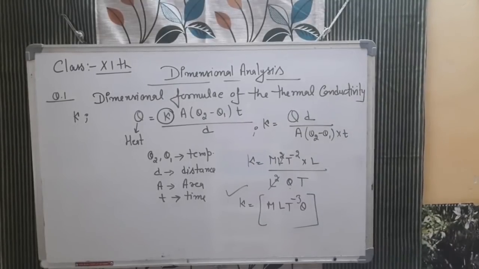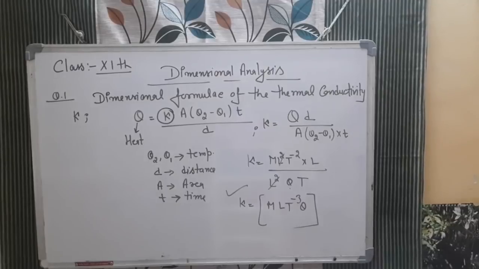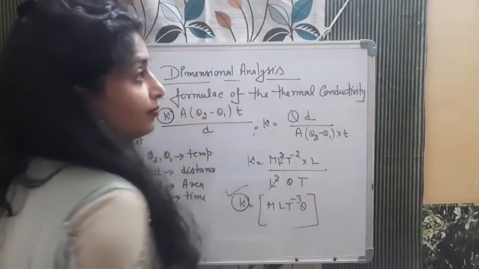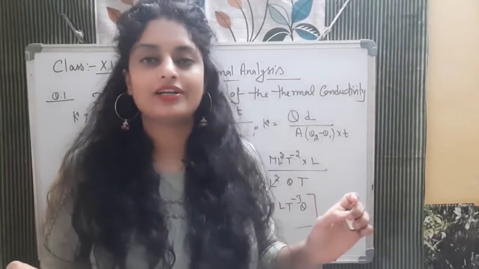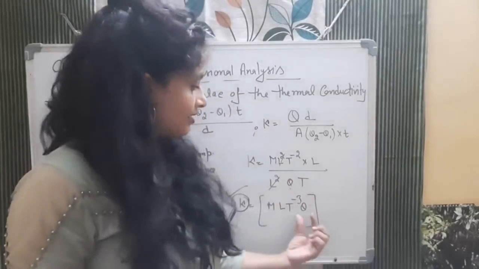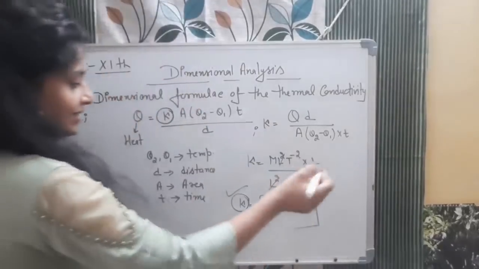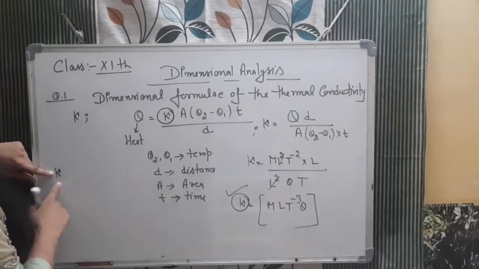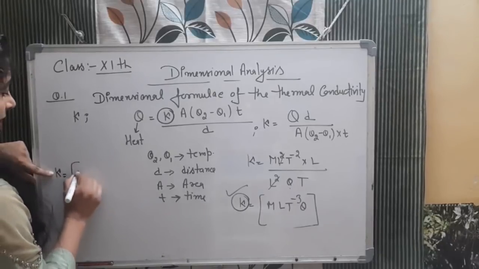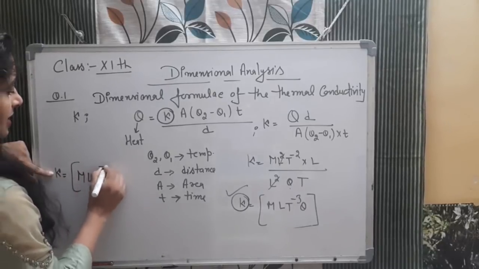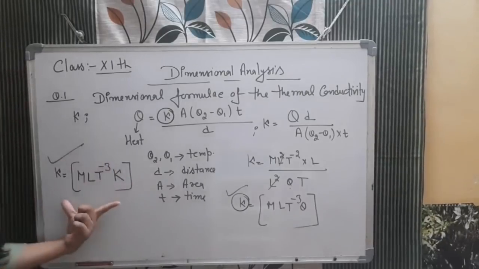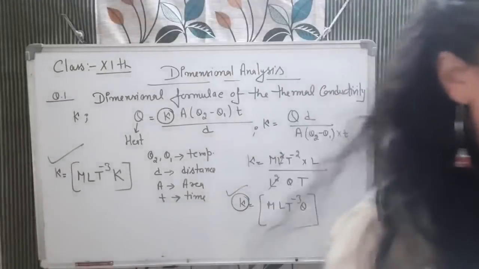If you want to write K instead of theta, then also it's correct. This is small k, thermal conductivity, because temperature is a basic physical quantity and its unit is Kelvin, so you can write it with theta, and you can write it with capital K also. So the dimensional formula for this small k, thermal conductivity, will be M L T minus 3 and capital K. This is also correct. This is the dimensional formula for the thermal conductivity.